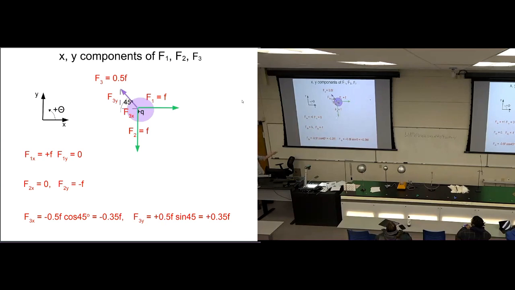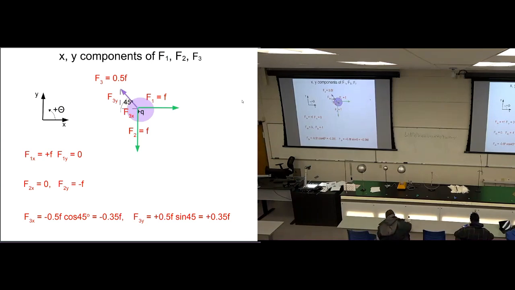Similar idea for force number 2. It just points straight downwards. So the whole force is in the downwards direction. I call that the negative direction. F2y is minus f. There's no component in the horizontal direction. F2x is 0. So those are kind of easy. There's no calculation there. I just read it off the diagram.